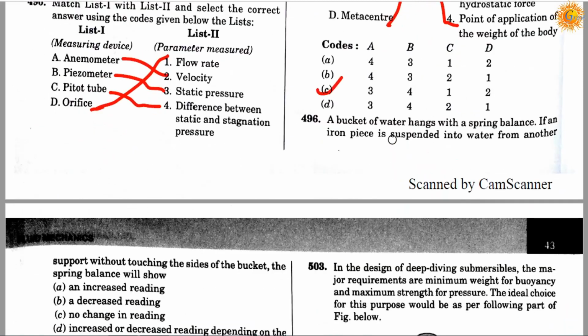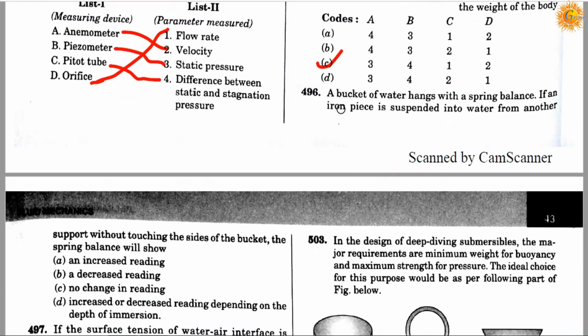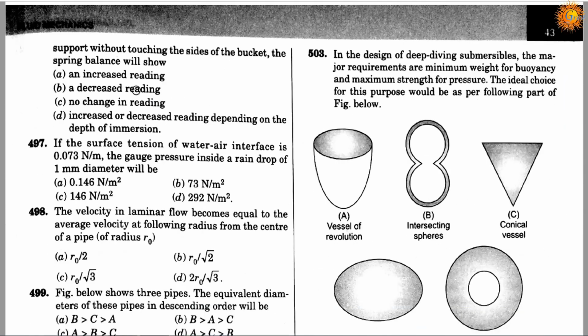Question number 496. A bucket of water hangs with a spring balance. If an iron piece is suspended into water from another support without touching the sides of the bucket, the spring balance will show: option A, an increasing reading; option B, a decreasing reading; option C, no change in reading; option D, increase or decrease in reading depending on the depth of immersion. So here the correct answer is C, there will be no change in reading.